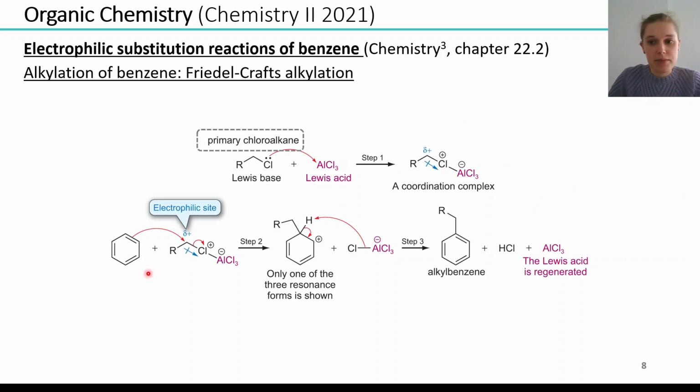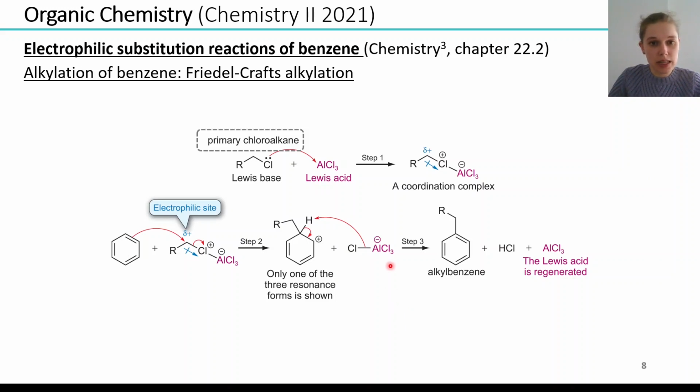Then, in the second step, benzene acts as a nucleophile and attacks the partially positively charged carbon atom in this coordination complex. You can see that 2 electrons of the benzene molecule move towards the partially positively charged carbon atom, and at the same time 2 electrons move towards this positively charged chlorine. Then we end up with a non-aromatic carbocation. Again, as we already know, this carbocation is only one of the 3 possible resonance forms.